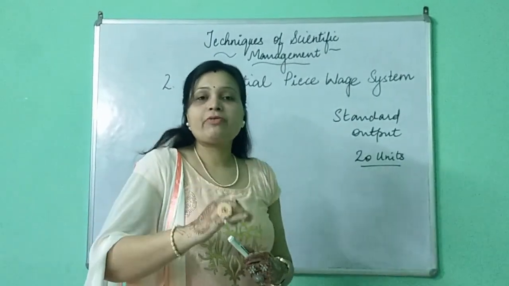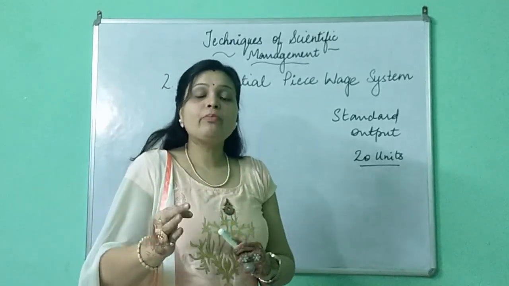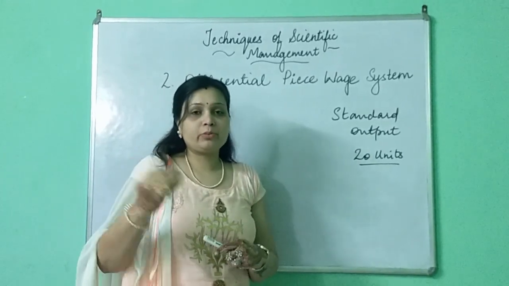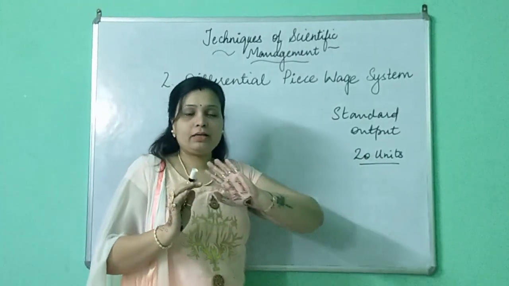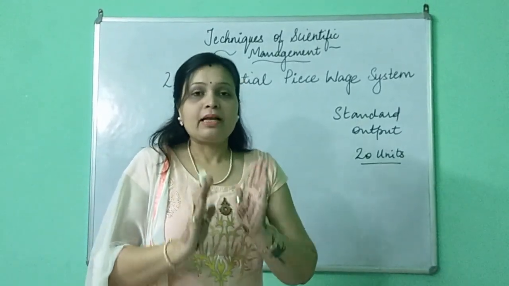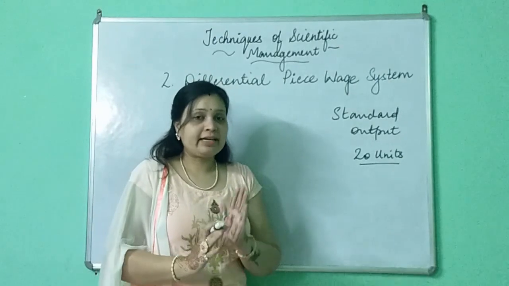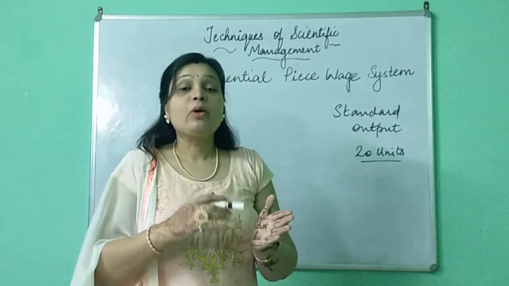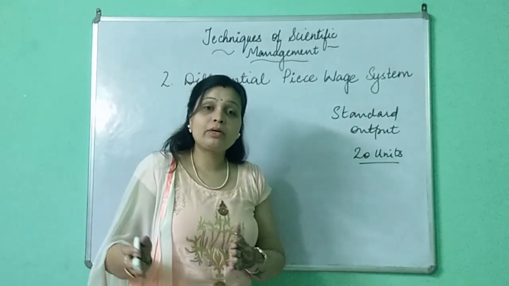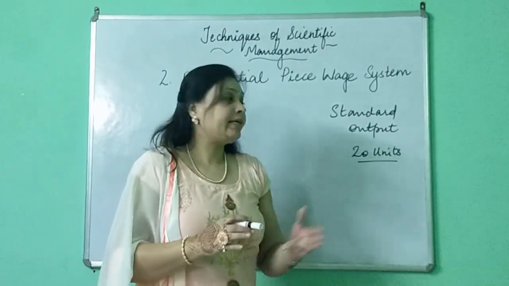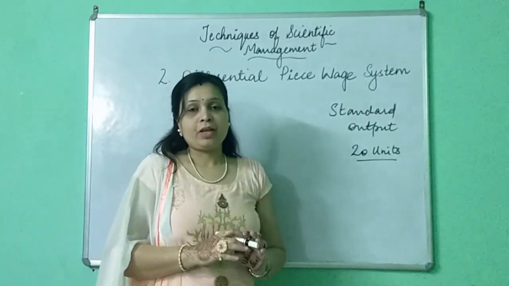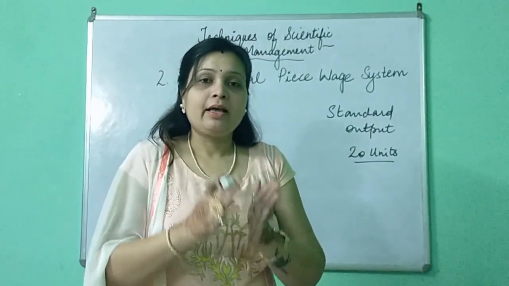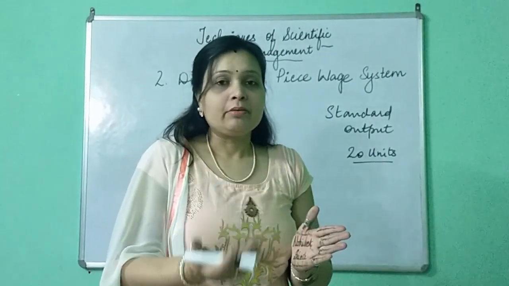This standard has been fixed after many experiments, by checking how much time is taken by one unit and multiplying it by the time the worker works. So 20 units is decided for one worker. Some workers work very efficiently and complete 20 units in a day, even more than that. But some workers are wasting their time. They work very slowly and do not complete this standard output in a day. So what happens? The workers have a wage system.